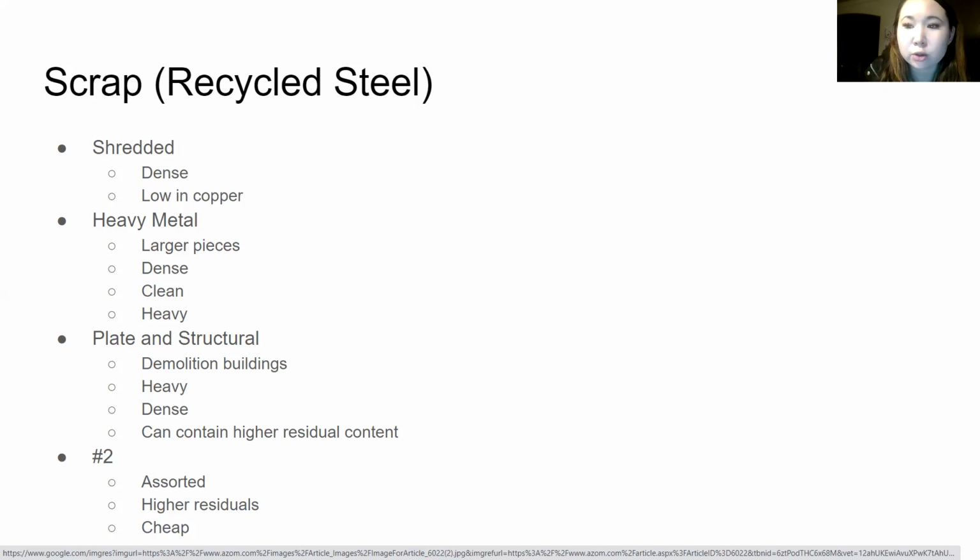There's also plate and structural, also known as P and S. It is typically made up of scrap from demolition buildings. It is very heavy. It is very dense, but there are higher residuals in the scrap steel for that. And then the final one is number 2. It is more just assorted metal materials. Can be anything, even like from a bike, for example, or a washer and dryer or something. It does have a lot higher residuals, but because of that, it is going to be a little bit cheaper.